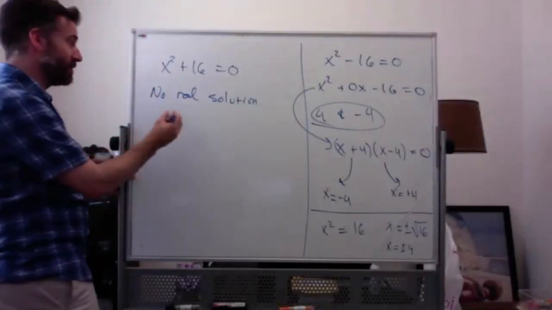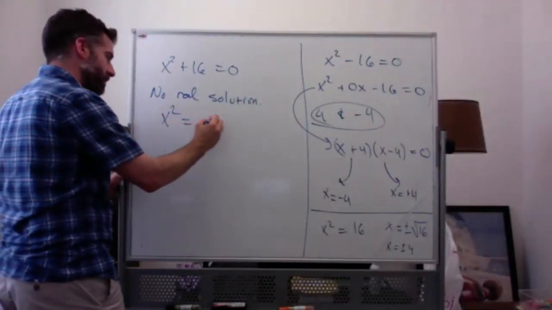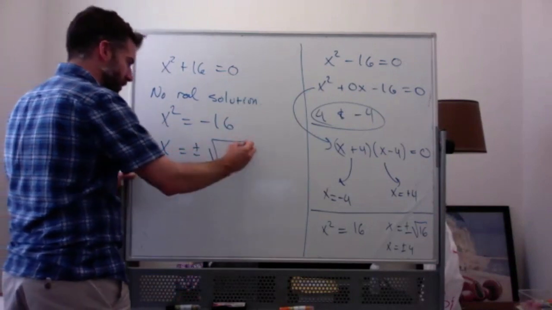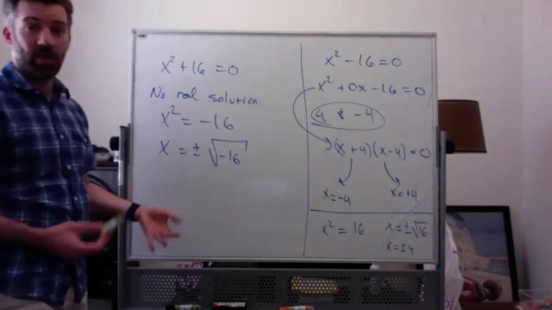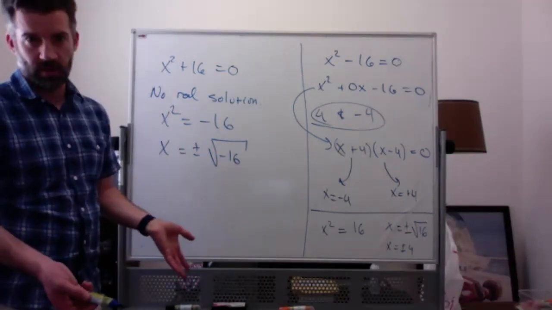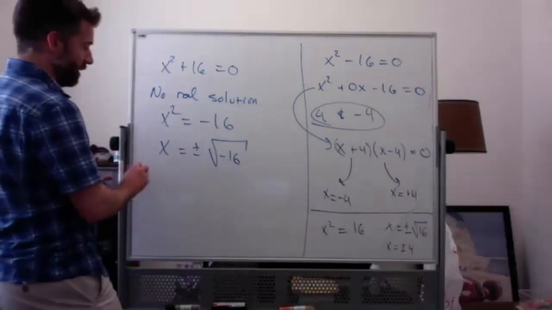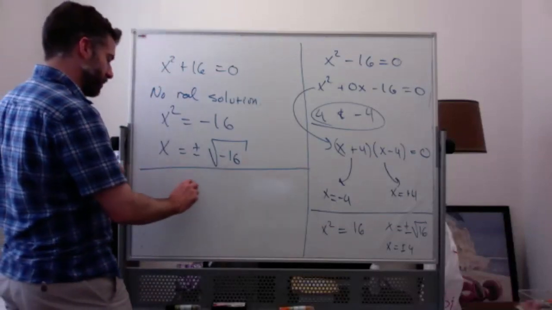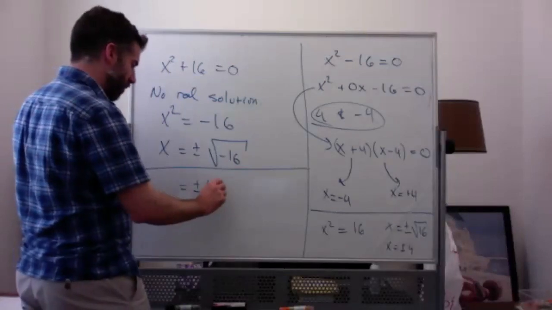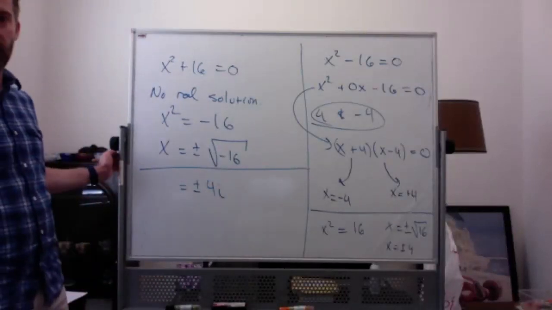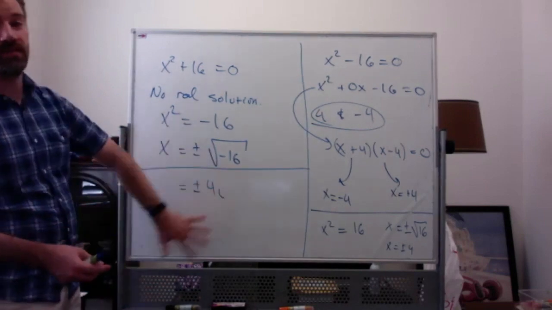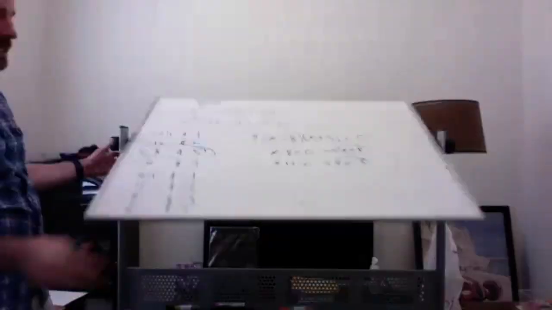And I should just point out, the reason why there's no real solution is because if you try to solve this, x squared equals negative 16, x equals plus or minus the square root of negative 16. The square root of a negative number is imaginary, right? If you were actually talking about imaginary numbers, we would say that this was equal to plus or minus 4i, where i is the imaginary square root of negative 1. But don't sweat this. I'm not asking you about that for sure.